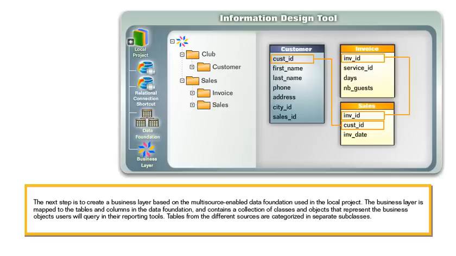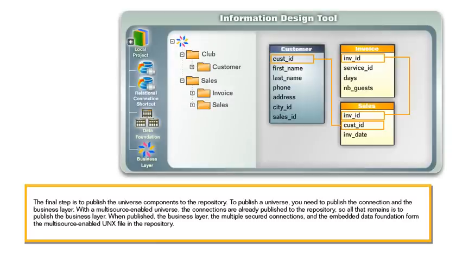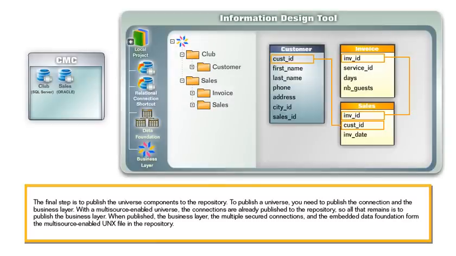Tables from the different sources are categorized in separate subclasses. The final step is to publish the universe components to the repository. To publish a universe, you need to publish the connection and the business layer.